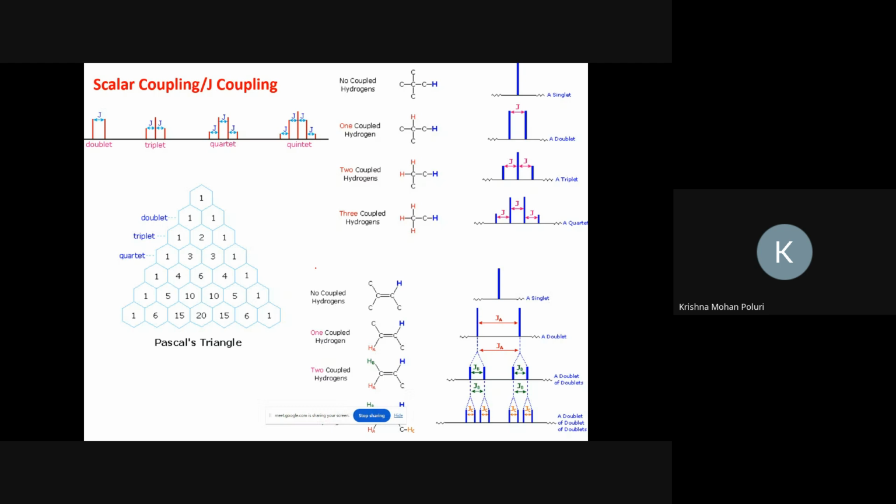And they follow a pattern which you call the Pascal triangle.